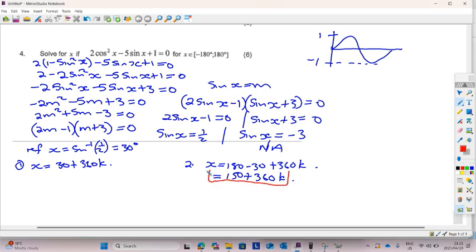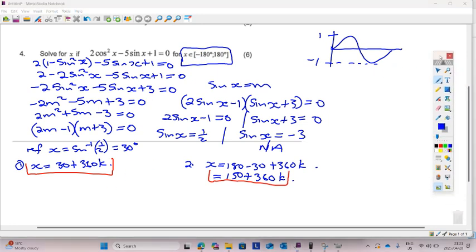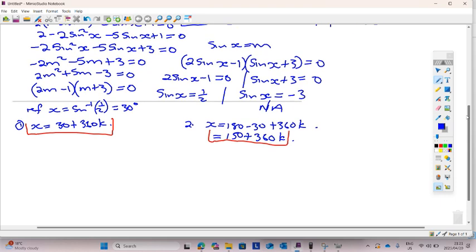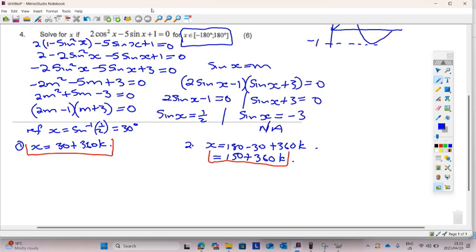This is the general solution there, and this is the second one. But we have not yet finished. Remember what we are told here. We are told that x is between negative 180 and positive 180. So we need to get specific values. When you are given something like this, you are supposed to give specific values for x. So our x should be between negative 180 and positive 180.